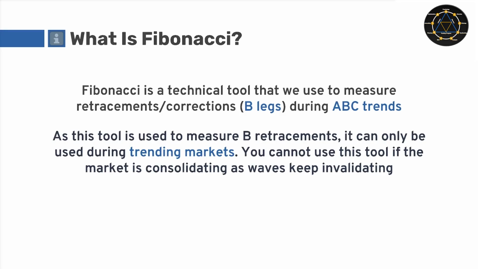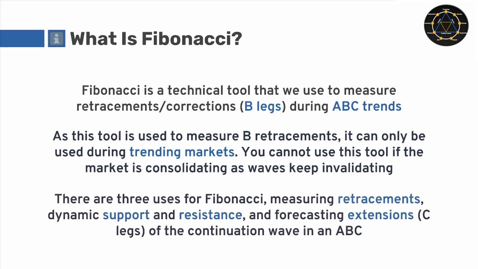and the size of those B legs, and also we can use it to potentially forecast the length of the C extension. When we think of ABC, we're thinking of the initial momentum, then the B pullback, and the C continuation, the extension of the next leg, because that C then becomes A of the next wave, and then you may expect a B and another C after that. So just to summarize really quickly, it's a tool to measure the retracements in a trending market, and also potentially forecast the extension of the C. And all that will become very clear very soon.